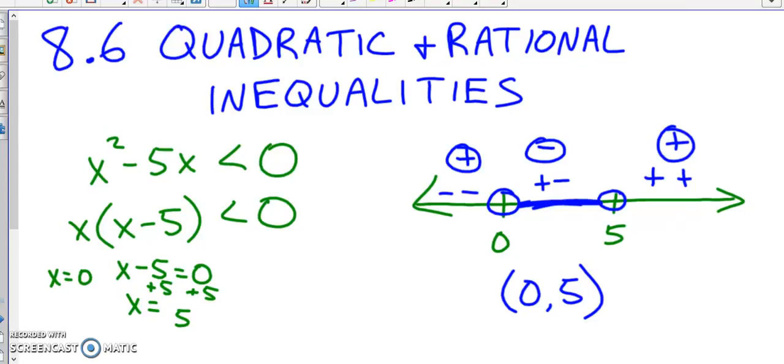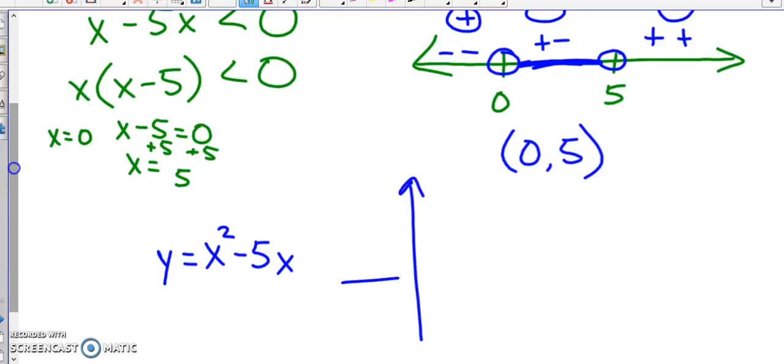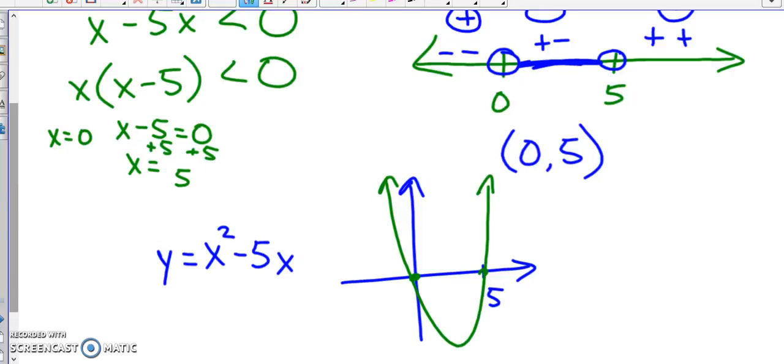Now, here's the connection with what we were doing before. If I were to graph y equals x squared minus 5x, I'd get a parabola that looks like this, roughly. So that's 5. When I want that to be less than 0, that means I'm talking about the part that's below the x-axis, the part that's negative. And that happens from 0 to 5. So there's the connection.